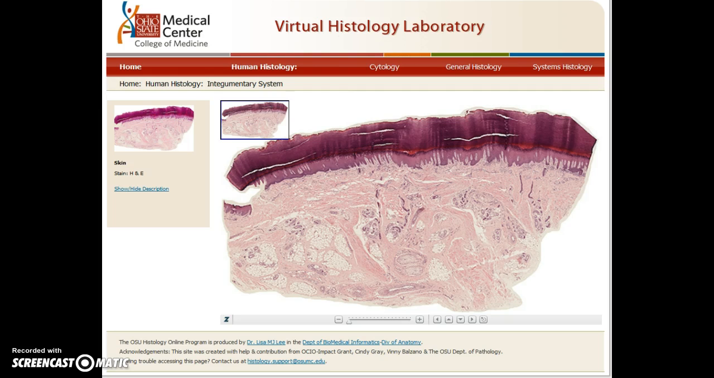So this is a slide at the Ohio State University Medical Center, and this is thick skin. I don't see any hair here. And we can see the regions. This dark purple at the top is your epidermis. All of this is the dermis, and then the adipose tissue underneath is the hypodermis.